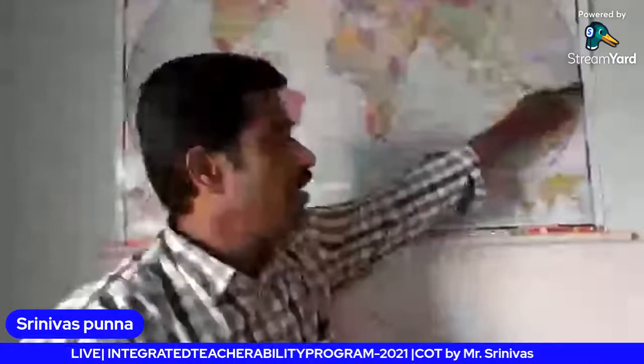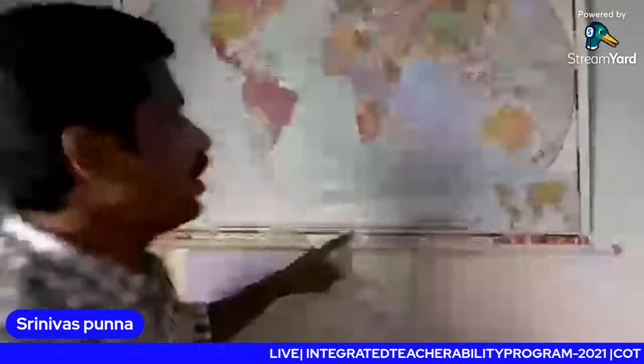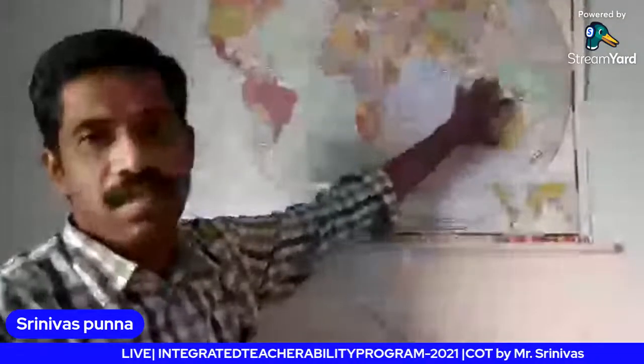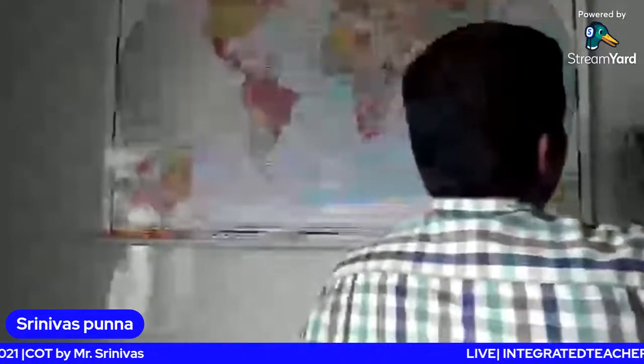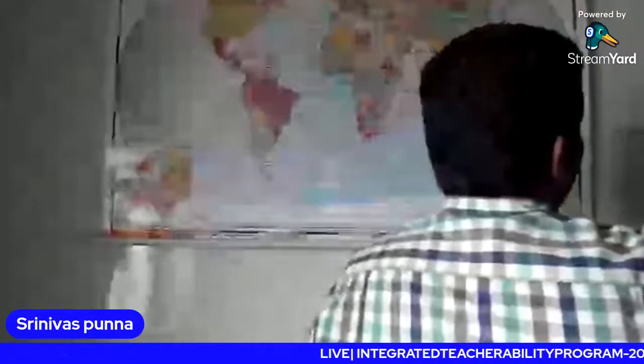Now by watching this map, can you answer in which hemisphere India is lying? See this. This is 0 degree. This is the equator. This is the prime meridian, 0 degree longitude, here. So based on the latitude, we can say that India is lying in the northern hemisphere.